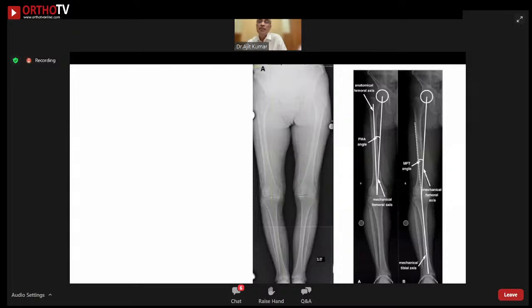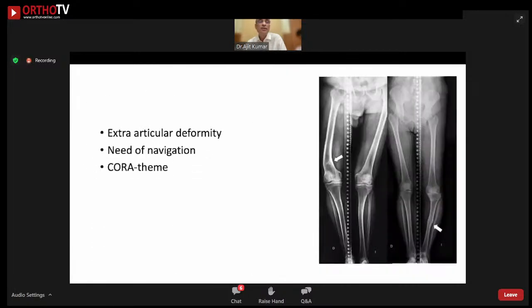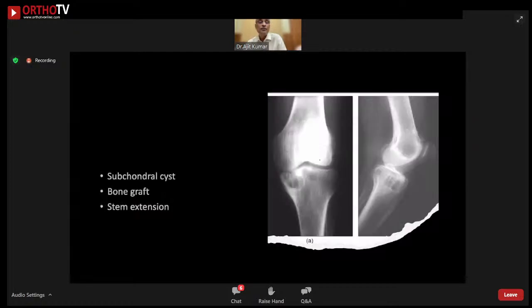The axis have been described in both the talks previously. So it's important that you have a scanogram, get your anatomical axis as well as the mechanical axis, and make sure that you plan out properly to achieve your mechanical axis in the post-op situation. So in extra-articular deformities, you may have to perform a two-stage surgery, or if you have navigation or nowadays the robotics, you can proceed without too much of difficulty. If you have massive defects, you may need bone grafting, you may need allografts, you may sometimes need a wedge, and the stem extension. So you need to be prepared for all that.